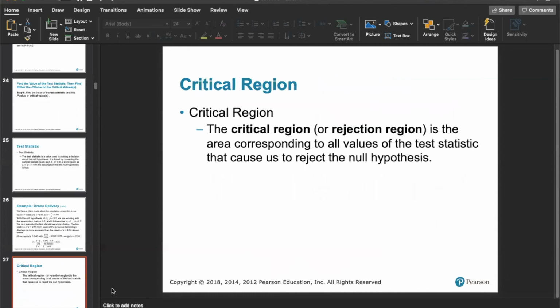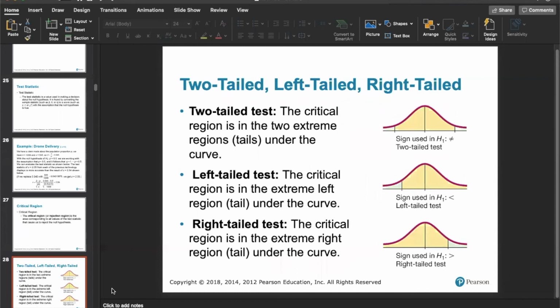So we'll also be looking at critical regions, which is the area corresponding to your test statistic. So it's similar to stuff we've talked about before. So now we're just looking at whether something is a two-tailed, a left-tailed, or a right-tailed. So if something is two-tailed, the critical region is in the two extreme portions, or the tails. So either end. If it's left-tailed, then the critical region is on the extreme left. And if it's right-tailed, it's on the extreme right.